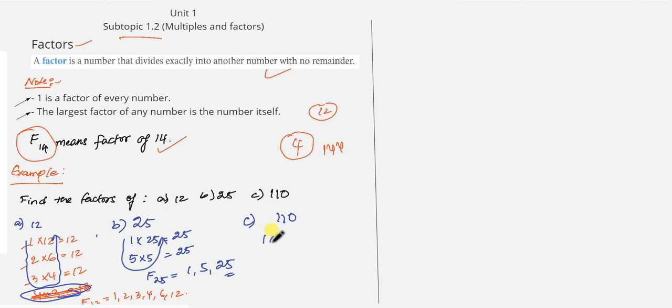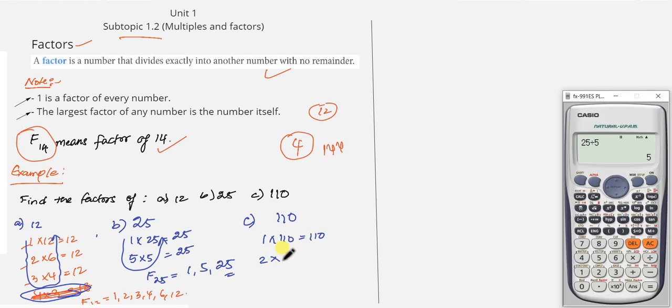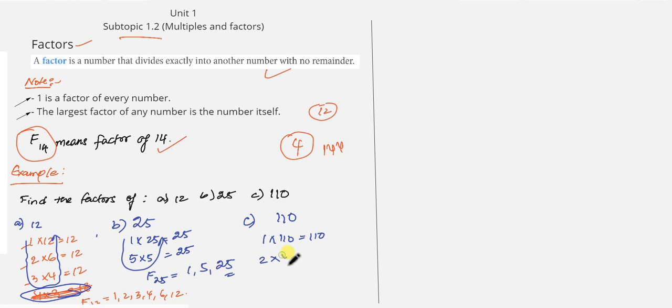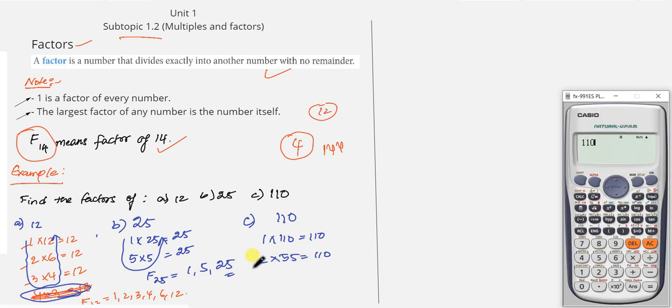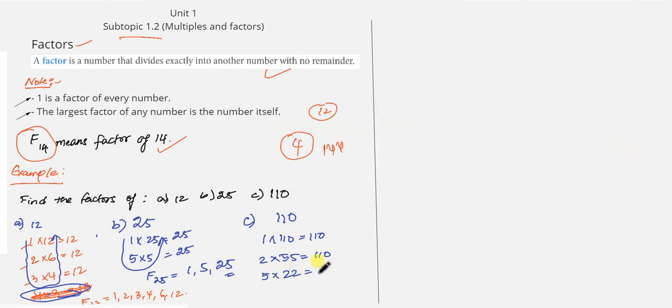Next we have 110. The first thing we write is 1 times 110 is equal to 110. Then let's see if we can divide 110 by 2. 110 divided by 2, yes, 55. So 2 times 55 is equal to 110. 110 by 3, not possible. 110 by 4, not possible. 110 by 5, yes. So 5 times 22 is equal to 110.